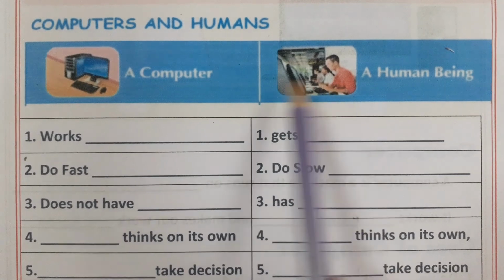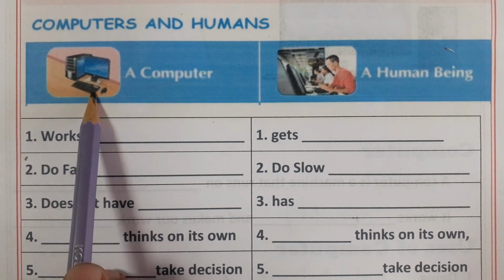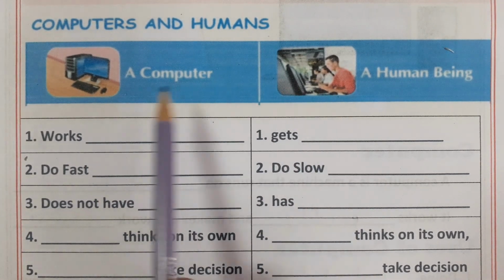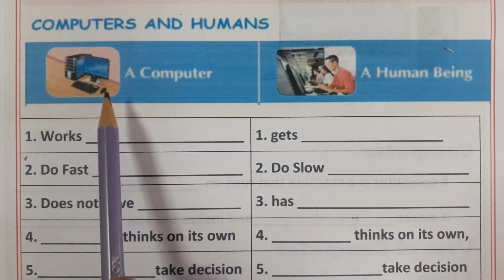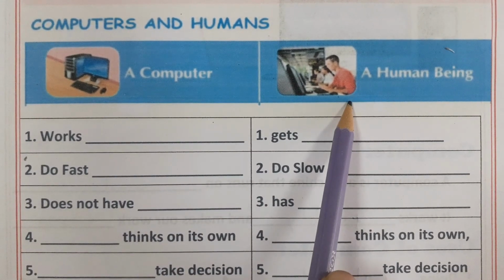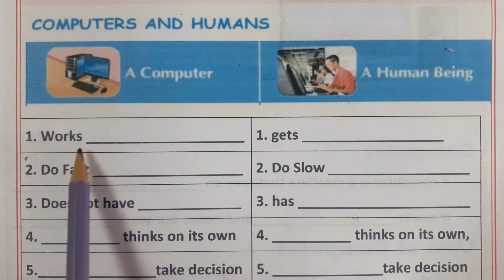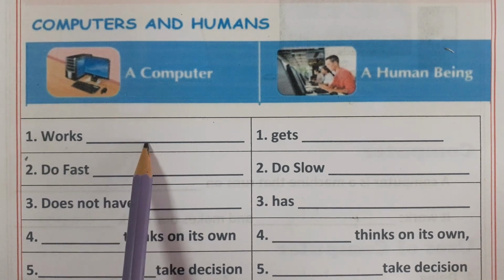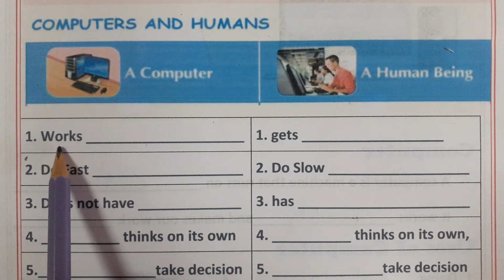Here what we have to do? We have to differentiate between the computer and human. We have to make the difference. What is the difference between the computer and human? So, the first difference: a computer works continuously. Can humans work continuously? No. We get tired. So computer works continuously.